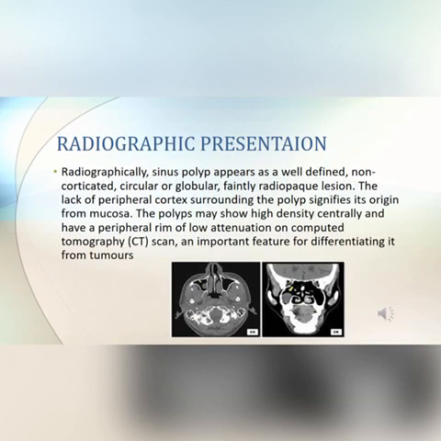Radiographically, sinus polyp appears as a well-defined, non-corticated, circular or globular, faintly radiopaque lesion. The lack of peripheral cortex surrounding the polyp signifies its origin from mucosa. The polyps may show high density centrally and have a peripheral rim of low attenuation on computer tomography scan, an important feature for differentiating it from tumors.